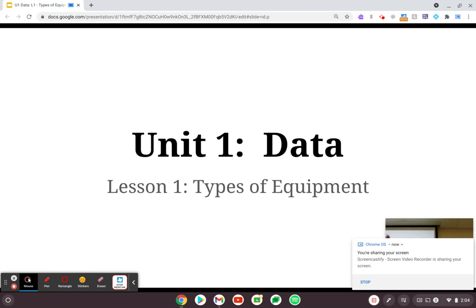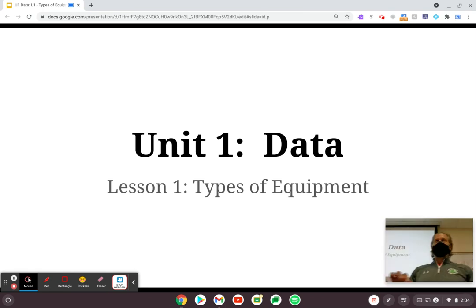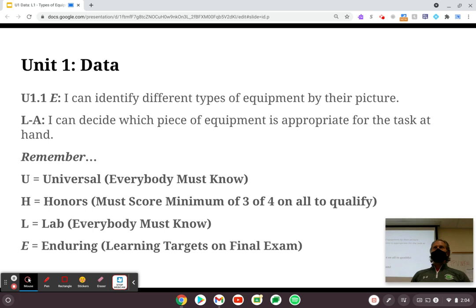All right, so we are going to talk a little bit about data, and specifically we're going to talk about the types of equipment that you might see in a chemistry laboratory. Before we do that, though, I want to refresh our memory. We did talk about this very briefly on the first day of school, but I'm going to talk about it again today. So these are the learning targets and how they're coded, so I want to take a minute or two to talk about that.